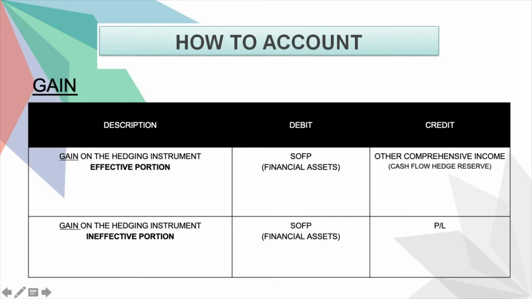Next, for the gain, the description is gain on the hedging instrument, effective portion. It is the same as the loss, but with gain and loss swapped. So we should debit the SOFP, the statement of financial position, which is a financial asset, and credit other comprehensive income or cash flow hedge reserve. The second is gain on the hedging instrument, ineffective portion. So debit the statement of financial position, financial assets, and credit profit and loss.